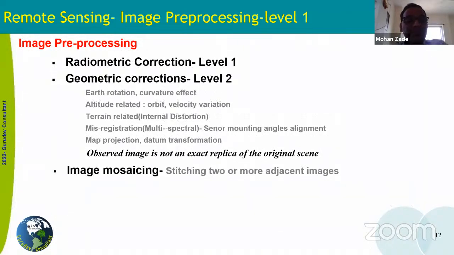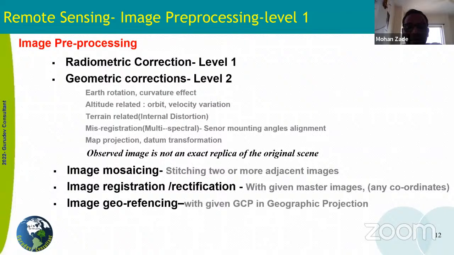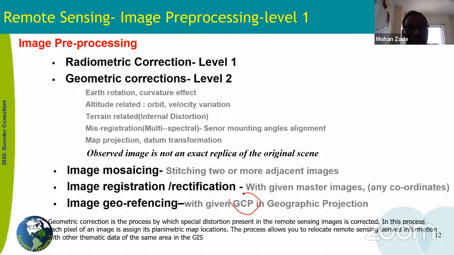Then what you do is image mosaicing, stitching two or more adjacent images, then image registration or rectification, that means georeferencing of your images with your masters. Then georeferencing those images with the given GCP, or ground control points. GCP is a ground control point in geographic projections.